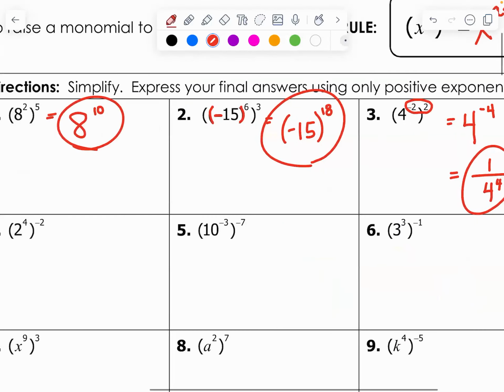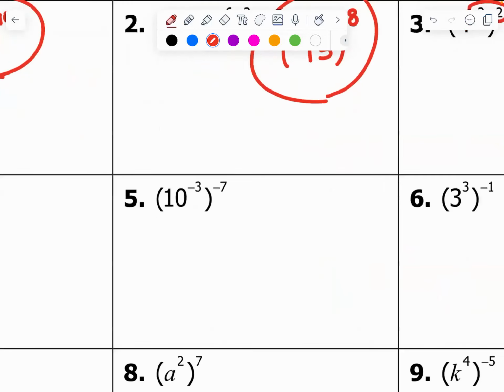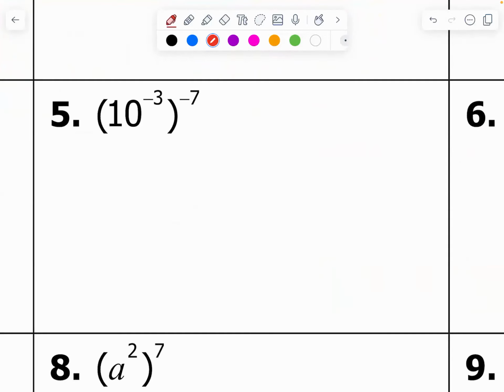Okay. Go ahead and write down the answer you think is for number 4. Number 5. That's number 5. I zoomed in on number 5, but there's a 10 as a base.